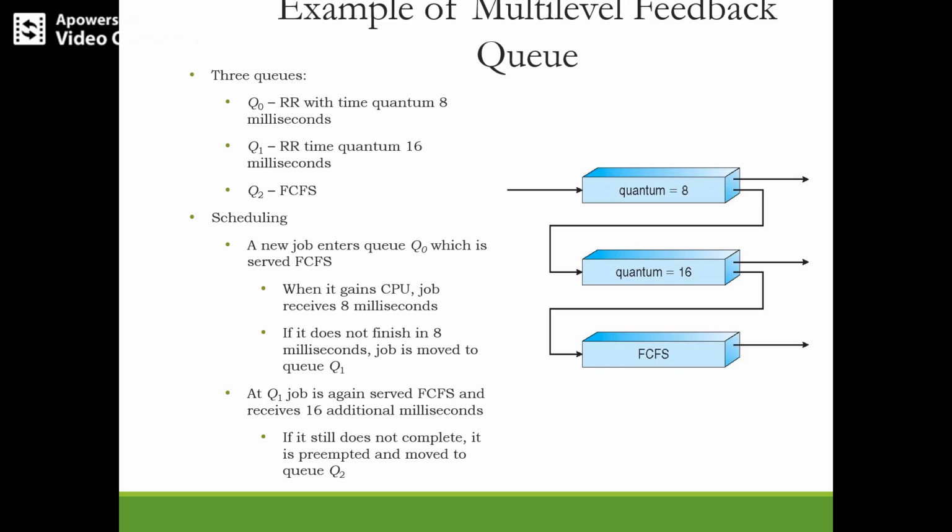So this multi-level feedback queue gives highest priority to any process with a CPU burst of 8 milliseconds or less. Such a process will quickly get the CPU, finish its CPU burst, and then go off for its next I/O.